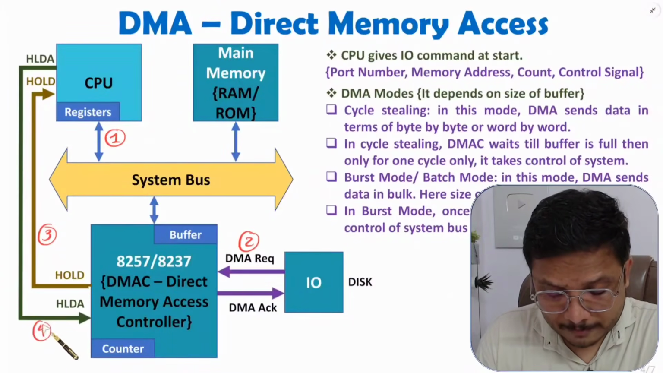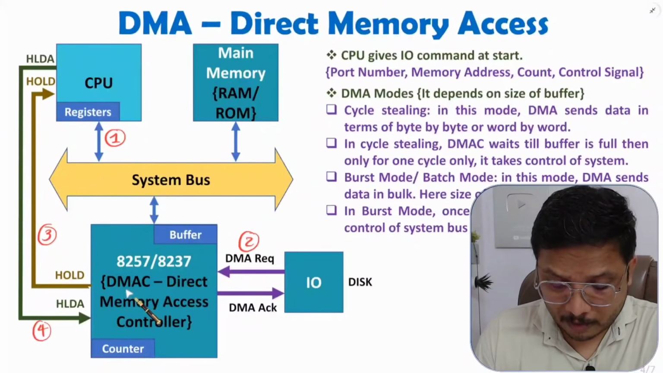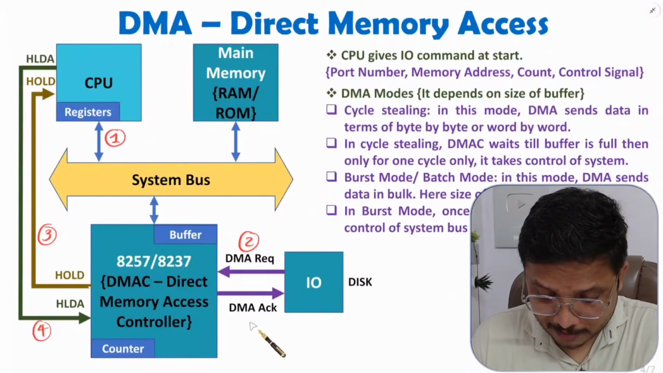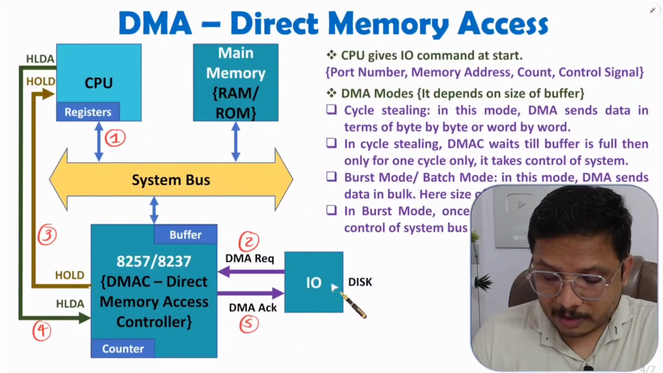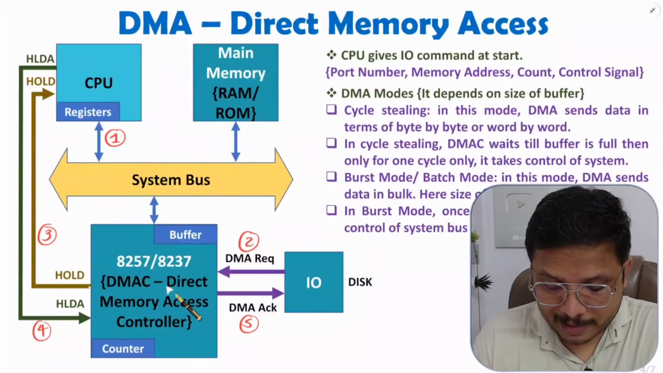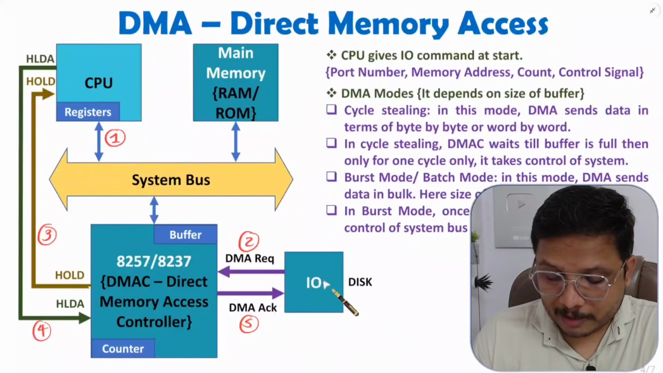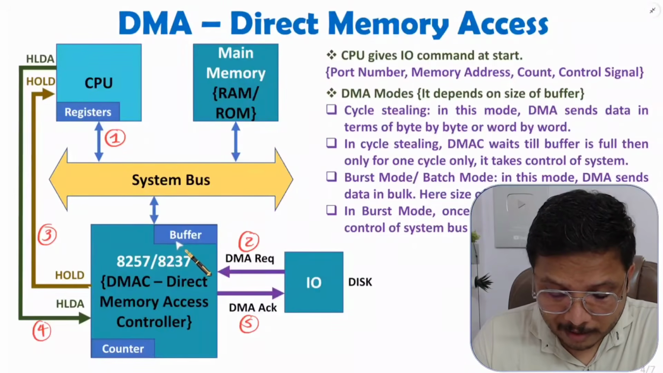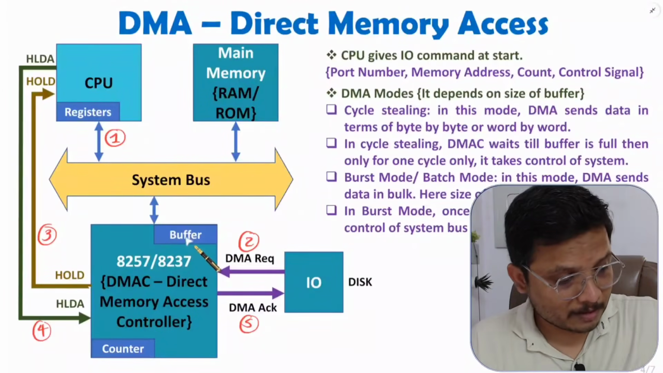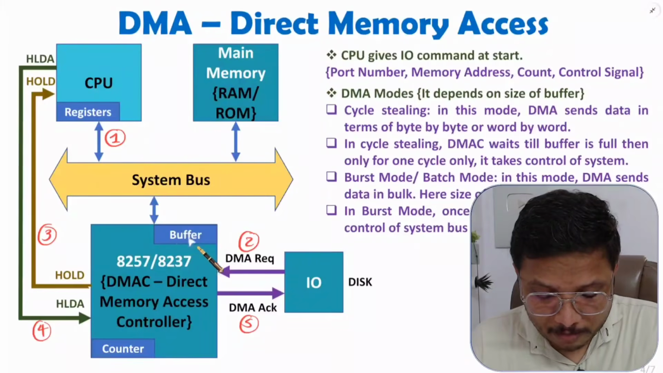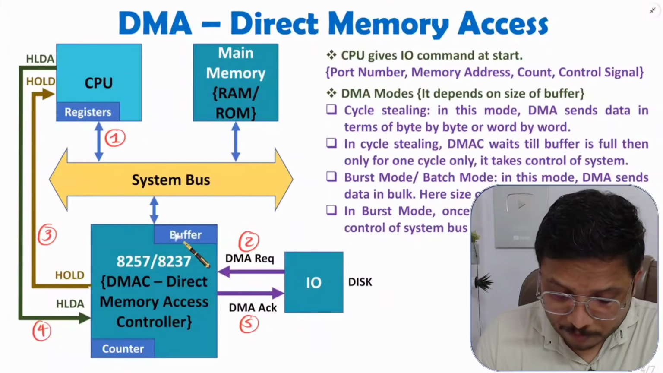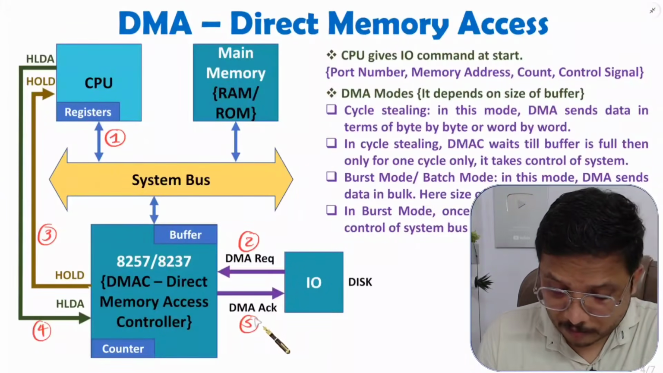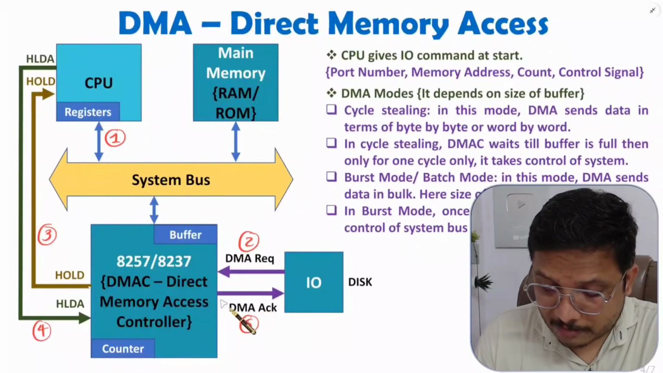Once hold acknowledgement comes to DMA, it will give DMA acknowledgement to disk, right? Means now disk can transfer data inside direct memory access. And this IO, which is disk, can now transfer data, and that data will be loaded inside buffer first. Once that buffer is full, DMA will transfer that data inside main memory. So in fifth step, DMA will give acknowledgement to disk.